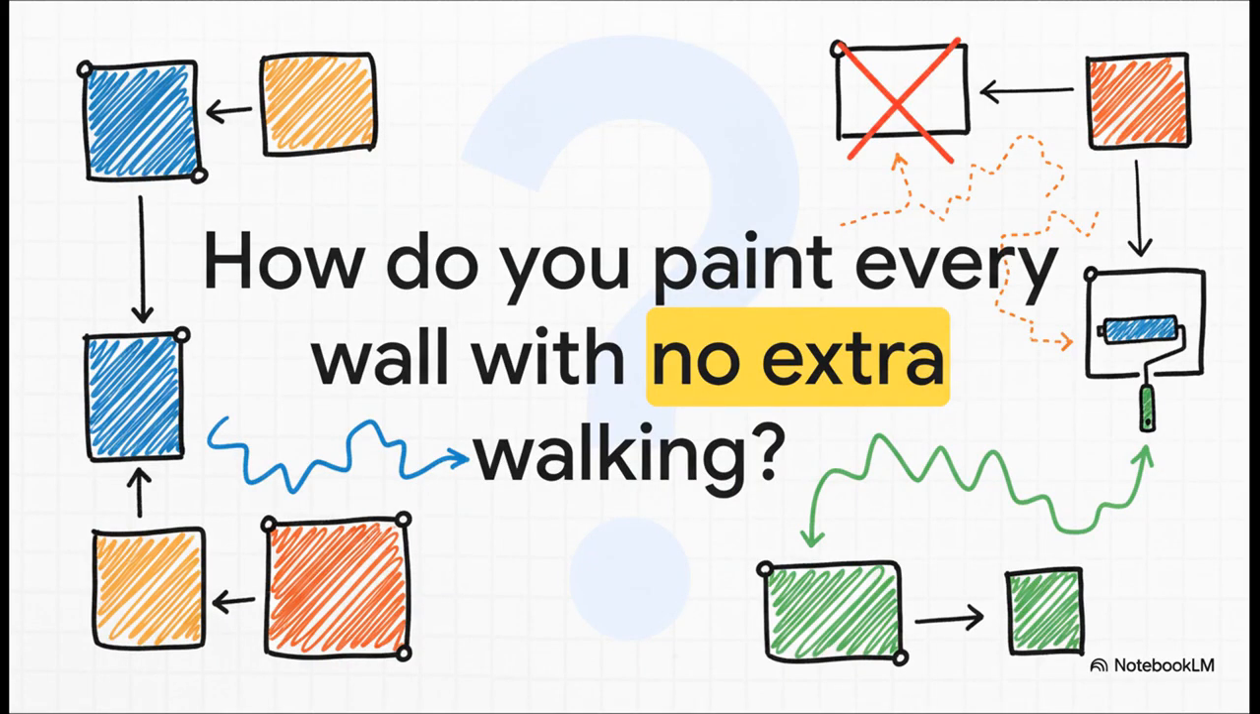It's not just about slopping paint on walls. It's about finding the one perfect route that lets you paint everything you need to without taking a single wasted step. No backtracking, no wandering around. How in the world do you plan for that?